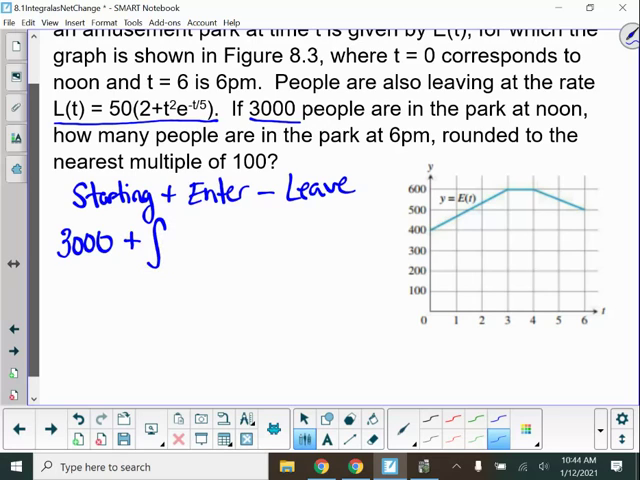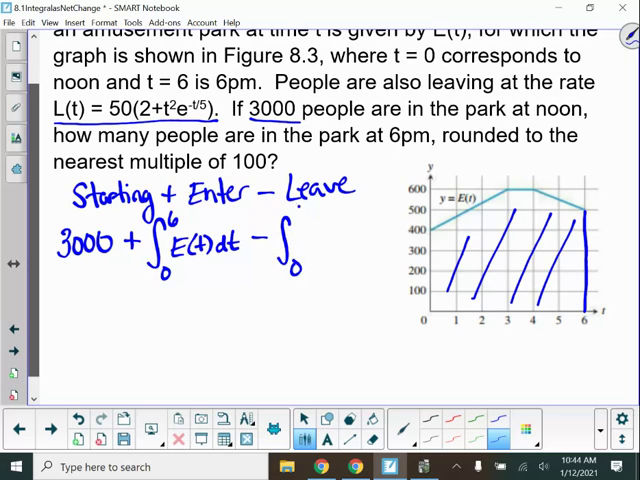The people that enter would be the integral from 0 to 6 of the E of t equation. Now I don't actually have an equation for this, but using what we learned back in chapter 6, I can find the area underneath this curve, and that would be the same as the integral, because area under the curve is the integral. And then we're subtracting from that the integral of the L of t equation. So we're subtracting from that how many people leave.